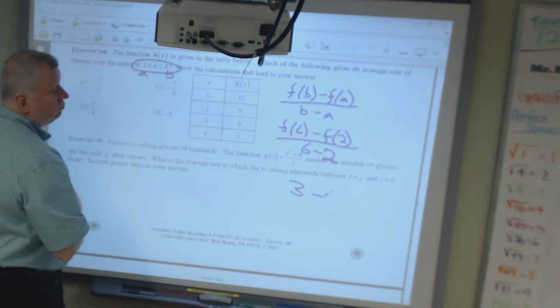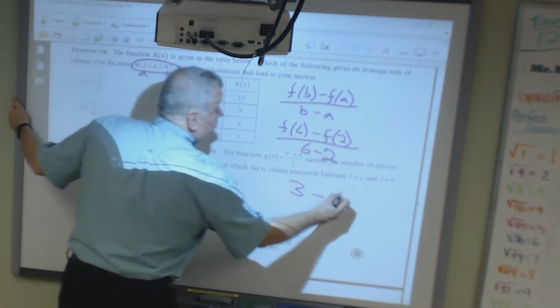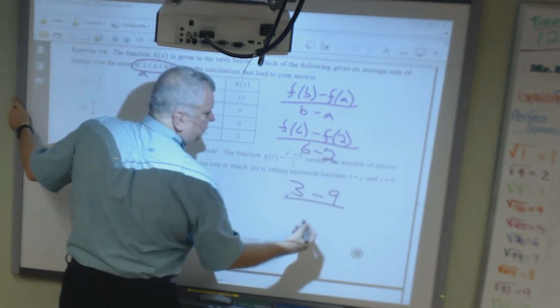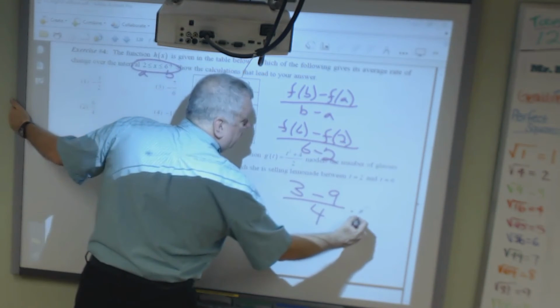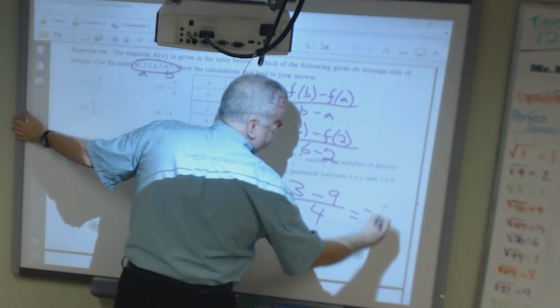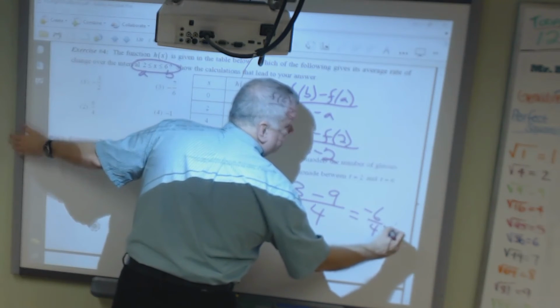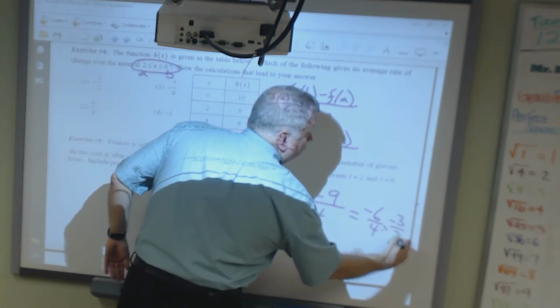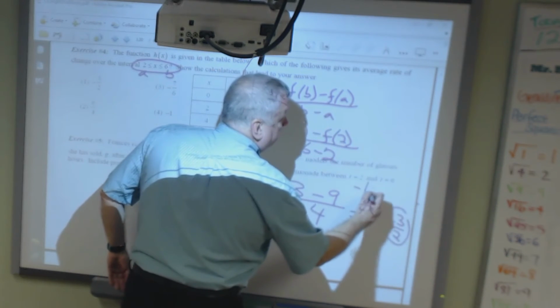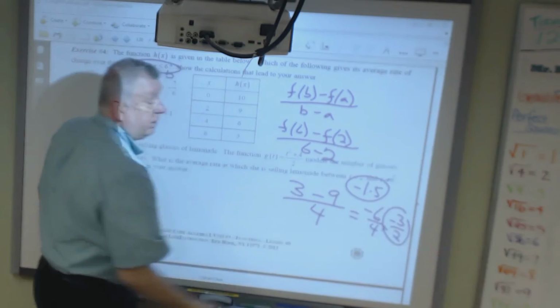What's f of 2? And what's 6 take away 2? And 3 take away 9 is negative 6. And that reduces to negative 3 over 2, or you could write it as negative 1.5, same thing. You could leave it as negative 3 over 2.